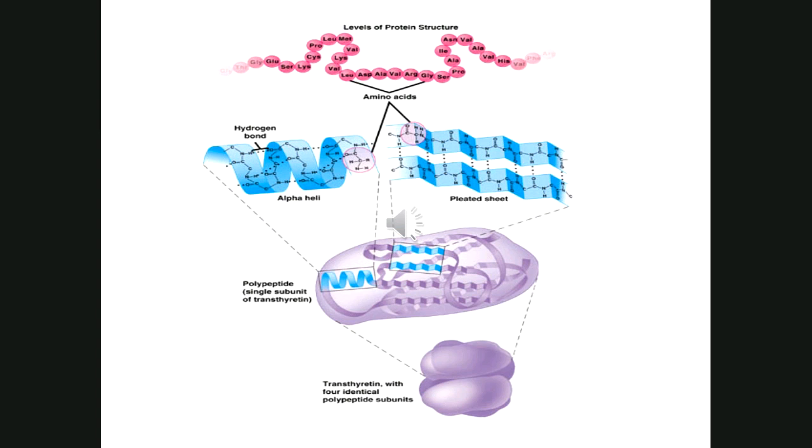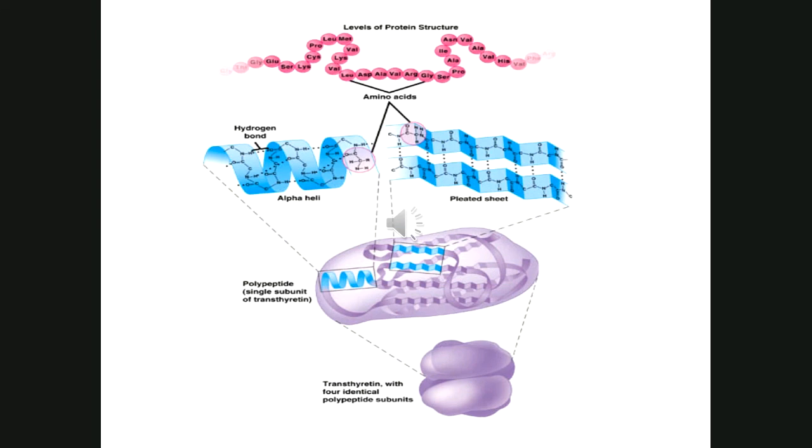It's a three-dimensional globular or fibrous shape. This will include a bridge. You remember that sulfur exists on the proteins, so they will create a bridge. Not only does hydrogen bonding exist, but also another bond, which is a sulfur bridge.